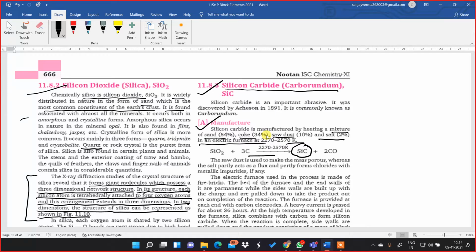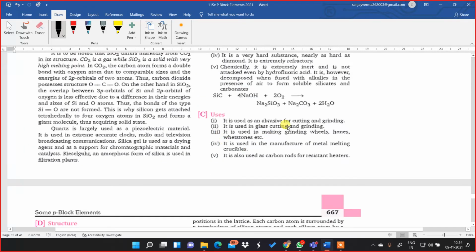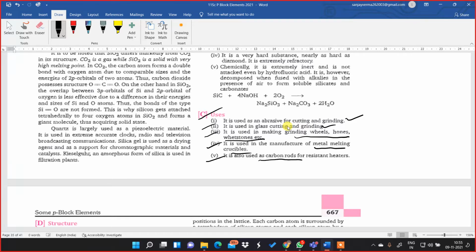Now, for the preparation, the equation is important. And then the uses are required. Don't go through the properties, only the uses. The uses of silicon carbide, the carborundum, are: it is used as an abrasive for cutting and grinding, in glass cutting and grinding. It is used in making grinding wheels, whetstones. It is used to manufacture metal melting crucibles. It is used as carbon rods for resistance heaters. So these are the important uses of carborundum or silicon carbide.